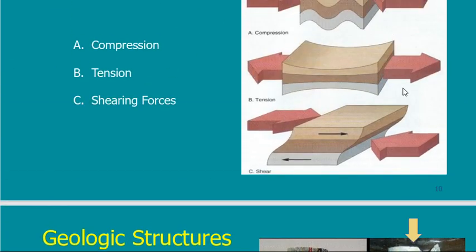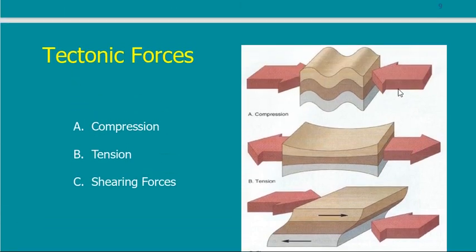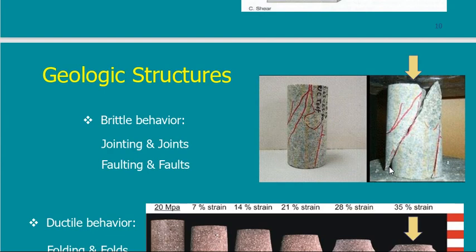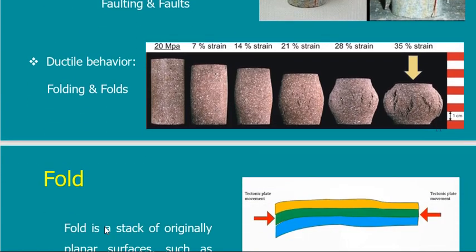So this is the term of the forces acting on the rock. But what about the rock? Will all rock behave the same? No. Some rock are very soft and some rock are very strong. So the behavior will change. So we have two types of behavior for the rock. The first type is called brittle behavior, and the second type is called ductile behavior.